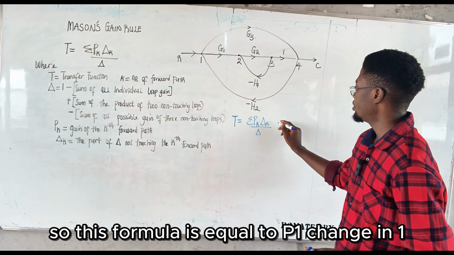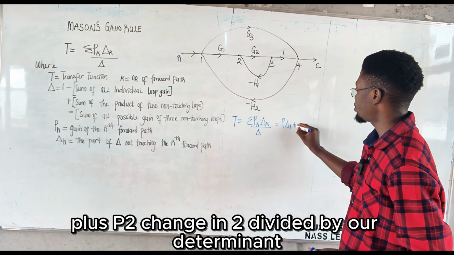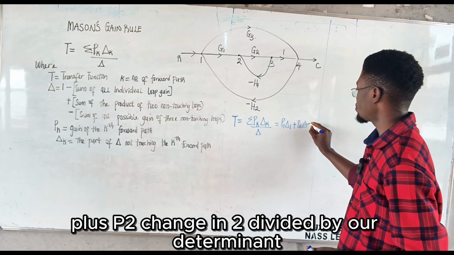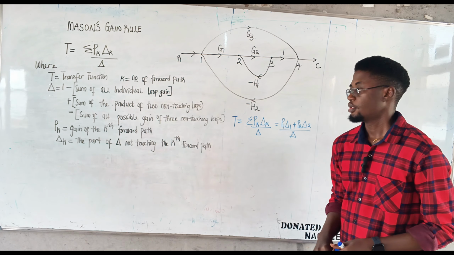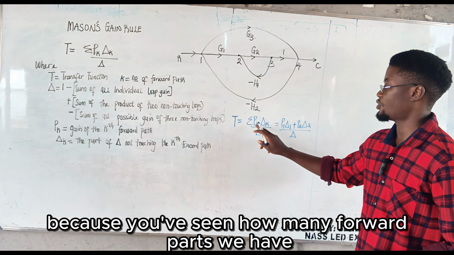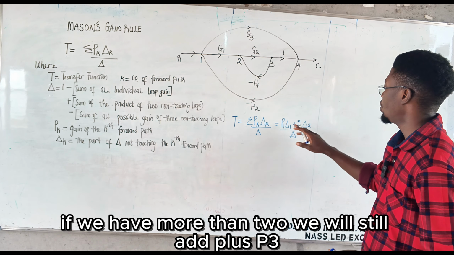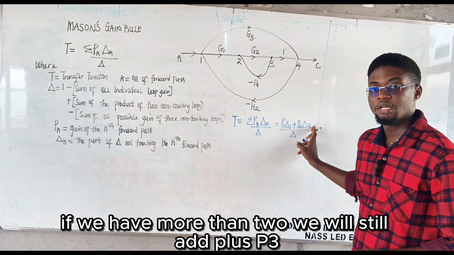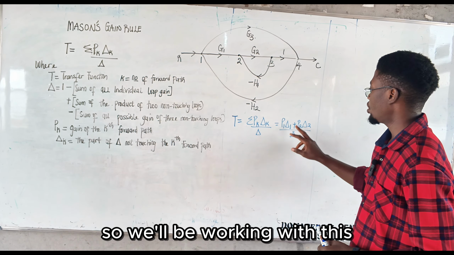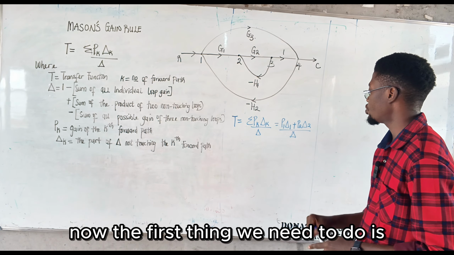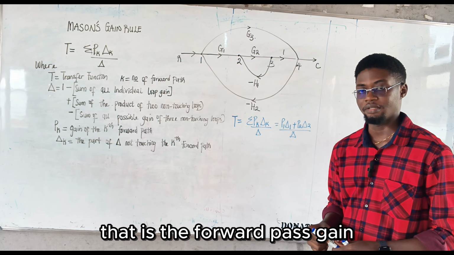So this formula is equal to P1 change in 1 plus P2 change in 2 divided by our determinant. It's no more a general term now because we've seen how many forward paths we have. If we have more than 2, we will still add plus P3 and determinant 3 in this place. So we'll be working with this. Now the first thing we need to do is find the P1 and P2, that is the forward path gain.